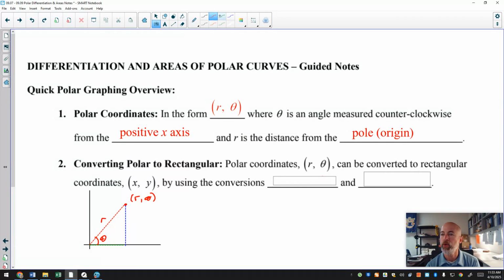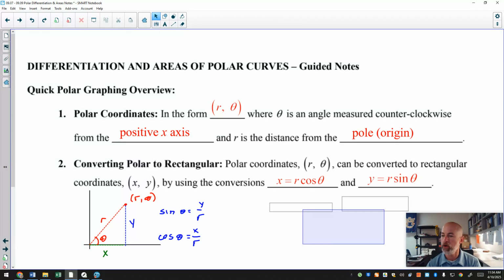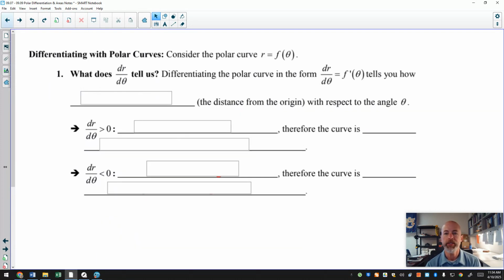If I want those coordinates, we can channel our inner trig brain, thinking SOHCAHTOA. The sine of theta would be opposite y over the hypotenuse, which is r, and the cosine of theta would be the adjacent x over the hypotenuse, which is r. If you multiply both of those by r, you get our formulas: x equals r cosine theta, and y equals r sine theta. And so there is the derivation of those formulas if you happen to forget them, and we will use that a good bit in AP Calculus BC.